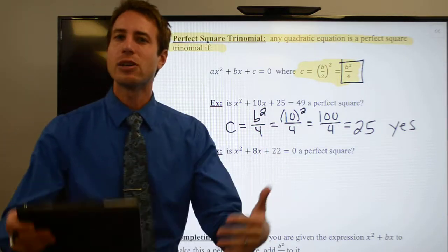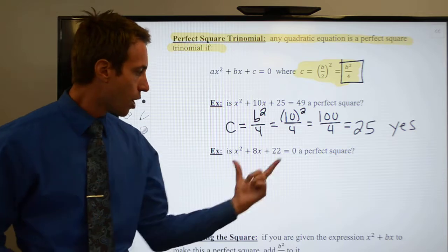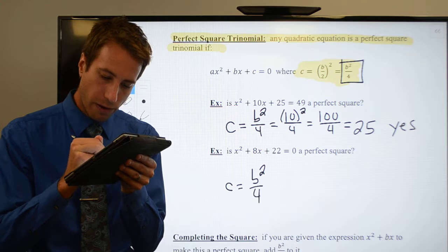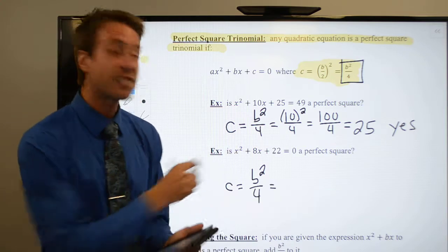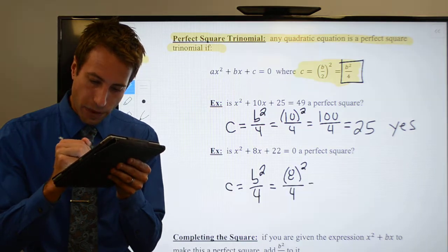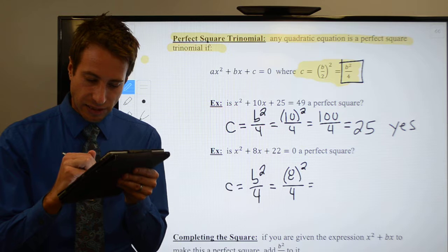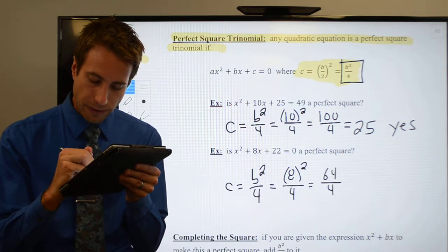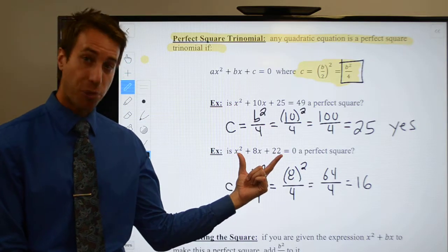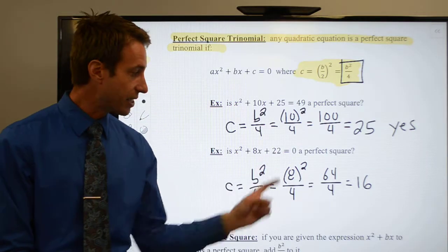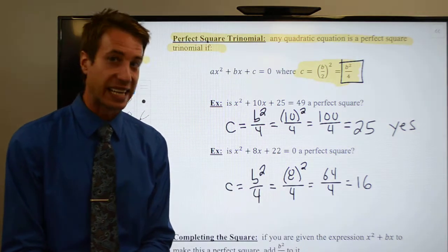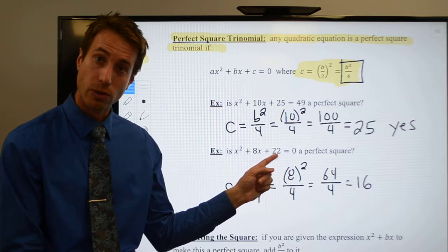This one, the ones that are going to cause us a little bit of an issue. Well, I need c to be equal to b squared over 4. Well, my b in this case is an 8, divided by 4. Well, 8 squared, of course, is 64. 64 divided by 4 would be a 16. So in order for this to be a perfect square trinomial, this guy right here would have to be a 16. And it isn't. It's a 22.